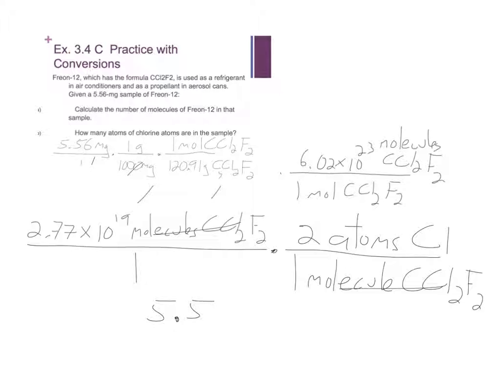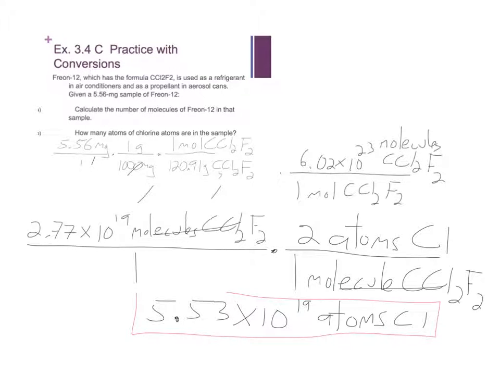You just need to know how to define the words atoms and molecules. The second answer is going to be 5.53 times 10 to the 19th atoms of chlorine. Okay, so that's our answer to the second question, and again that 2.77 times 10 to the 19th molecules is the answer to the first question.